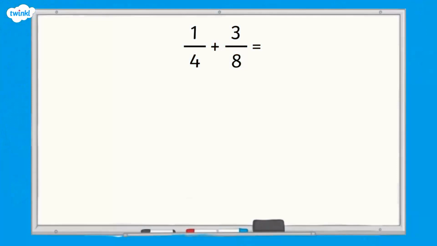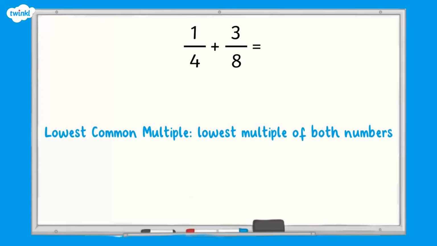1/4 add 3/8. Because they have different denominators, we need to find a common denominator before we can add them. We look for the lowest common multiple of the denominators. The lowest common multiple is the lowest multiple of both numbers.